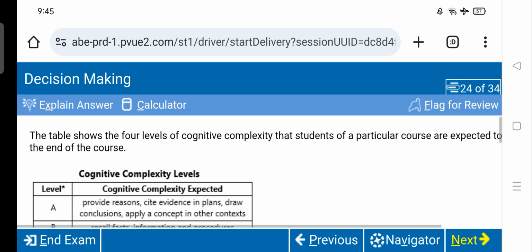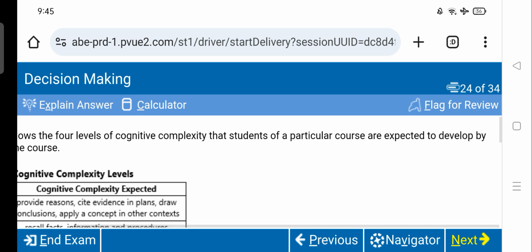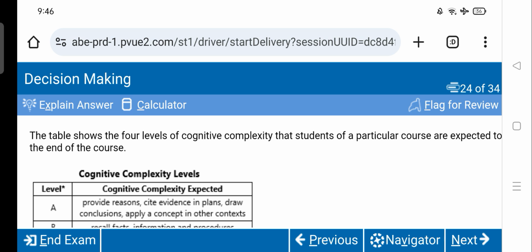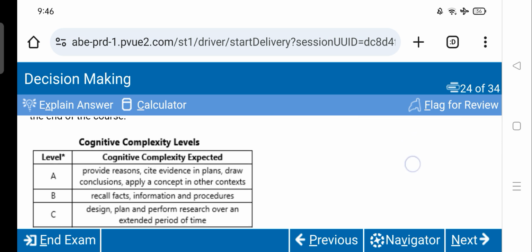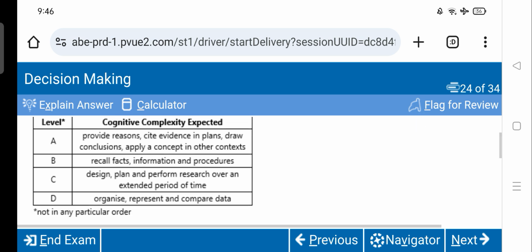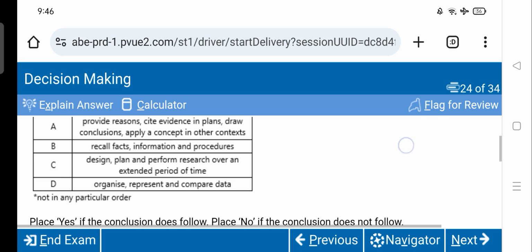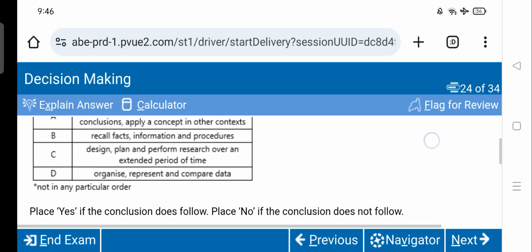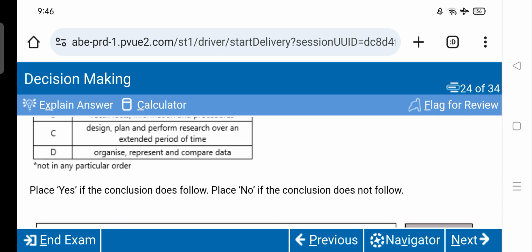The table shows the 4 levels of cognitive complexity that students of a particular course are expected to develop by the end of the course. So here we have cognitive complexity levels. In levels we have A, B, C, D, and then we have cognitive complexities in front of these levels. Place yes if the conclusion does follow and place no if the conclusion does not follow.